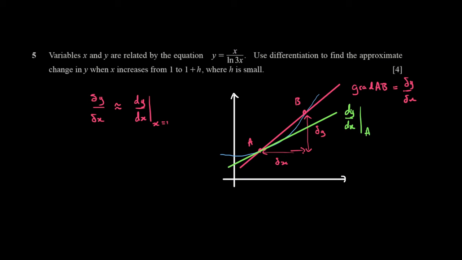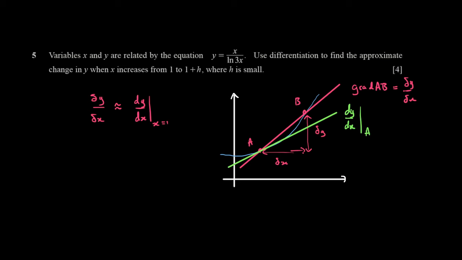Now, the whole point is that as B gets closer and closer to A, basically the gradient of that red line is effectively the same or very, very close to the gradient of the green line, right? So in other words, we can say, so long as B is close to A, this thing here, delta Y upon delta X, is approximately the same thing as the gradient of the tangent, dy dx, taken at the point A. Okay, so that's the idea. So what we're going to do is differentiate this function, and substitute in the starting X coordinate, which in this case is 1.